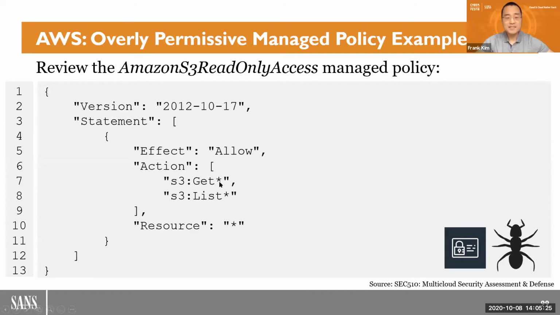Now, while you might see this and say, hey, this get and list is bad, what makes it even worse is line number 10 here. Line number 10, resource star. That means that anybody who is granted this role has access to any S3 storage resource in your account. Not a good thing. This is exactly the type of misconfiguration that allowed the Capital One breach to happen, for example.